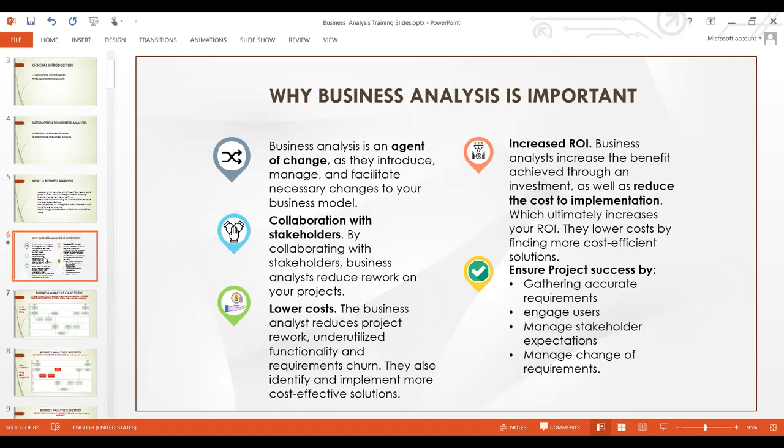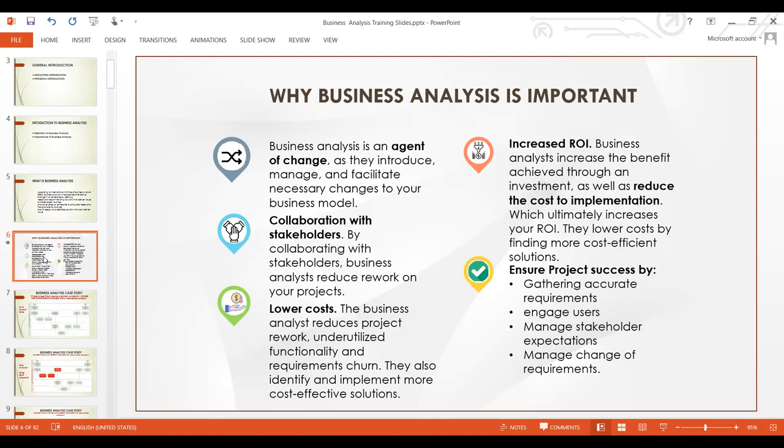When you do thorough requirement analysis and come up with a solution, it's going to be difficult to do a rework, and you help company to implement the best solution within the budgets they have, making it cost effective for them.